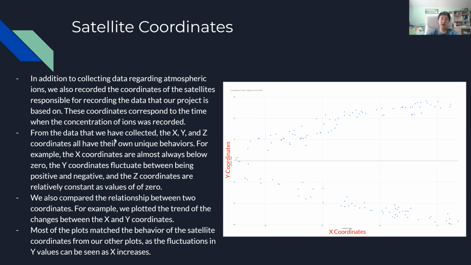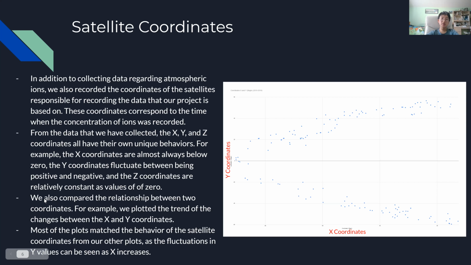And for the data that we collected, the X, Y, and Z coordinates all have their own unique behaviors. For example, the X coordinates are almost always below 0, which means that they are almost always negative. The Y coordinates, on the other hand, have a completely different behavior, meaning that they fluctuate between being positive and negative. So they're more sparse, or more spread out, rather. And the Z coordinates, lastly, are relatively constant at values of 0.